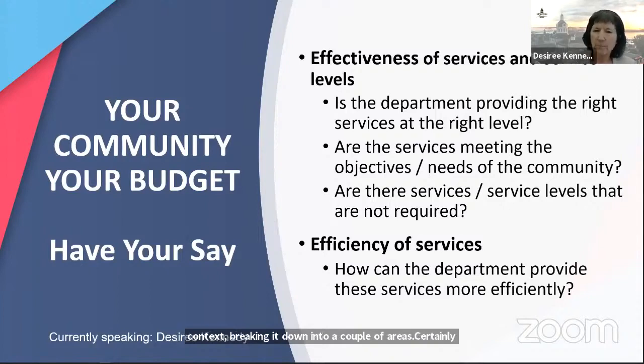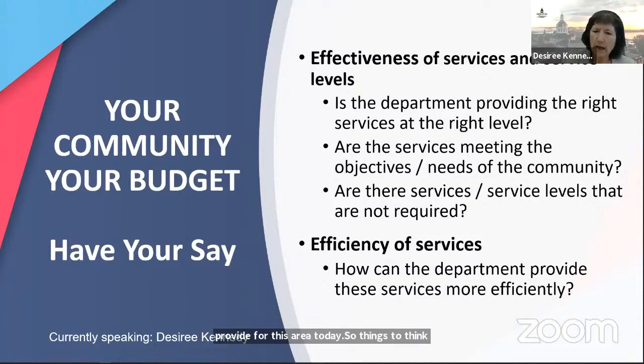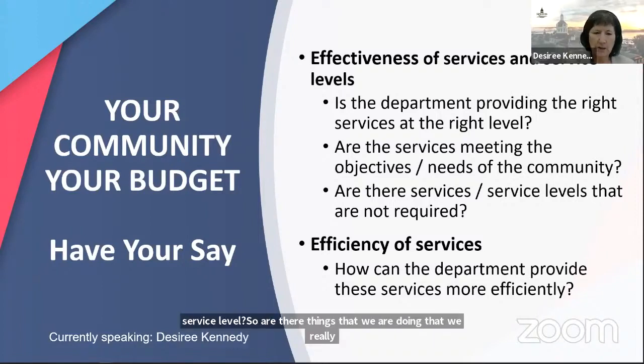So things to think about, is the department providing the right services at the right level? Are we meeting the objectives or the desires, the needs of the community with those services that we're providing? And are we doing it at the right service level? So are there things that we're doing that we really don't need to do? Or are there things that we're missing? Are there service levels that you think we should be increasing or decreasing?